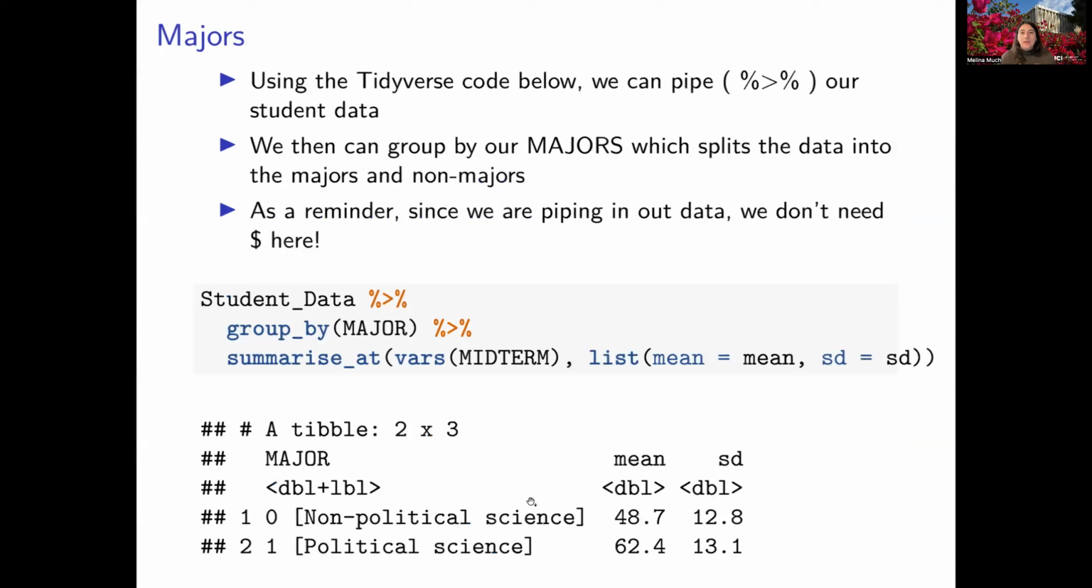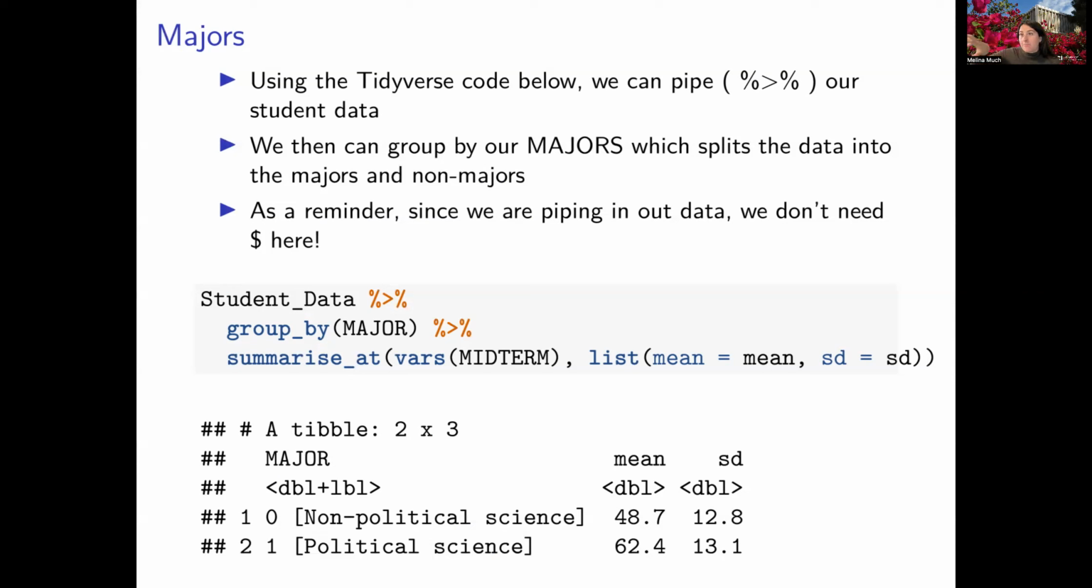Okay, so using the tidyverse code that I've given below, we're going to use the pipe function. This is our little percent sign pipe to pipe in the student data. So our first line of code is piping in the student data. We're then going to group by major. The group_by function tells R how you want to split up your data set in order to put the next function in. So group_by is going to be major.